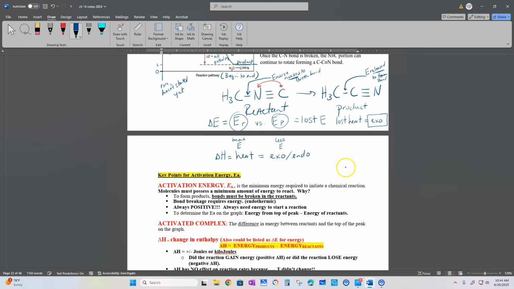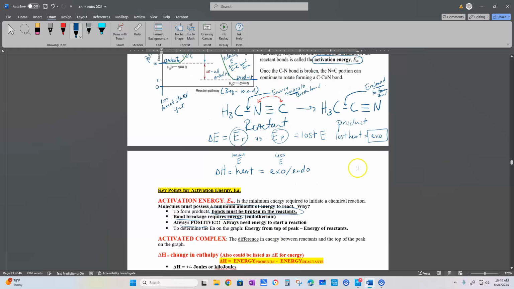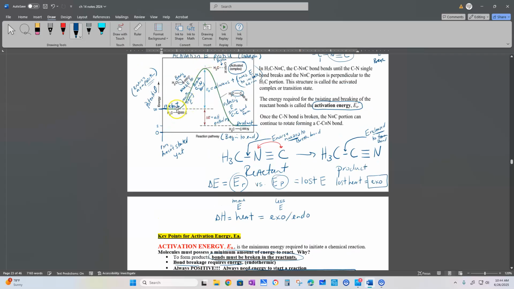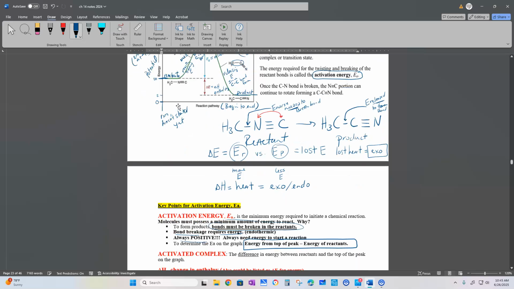So activation energy is that energy needed to initiate the reaction. Molecules must have energy to react. Why? Because bonds need energy. To form products, bonds must be broken, and breaking requires energy, so it's endothermic. Always positive. Notice on that graph, that EA is always positive. Always need energy to start the reaction. To determine the EA, it's the energy at the very tip. So here's your equation: it's the energy from the tip down to where the reactant started. That's why it's always positive.